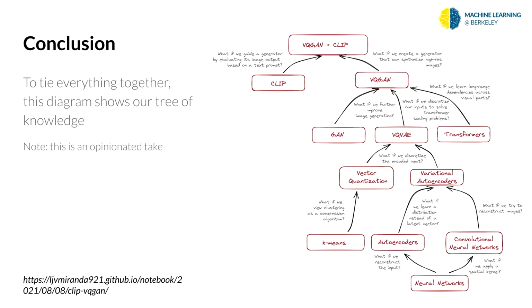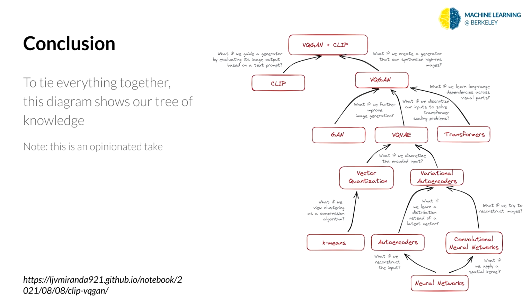So in conclusion, how do all of these concepts tie together? This is a knowledge tree of how everything is built up together. I'll start with the parts that we've talked about in class more. From neural networks, we developed autoencoders as well as CNNs. Then both of those were used together to create VAEs. VAEs and VQs were put together to create VQ VAE.